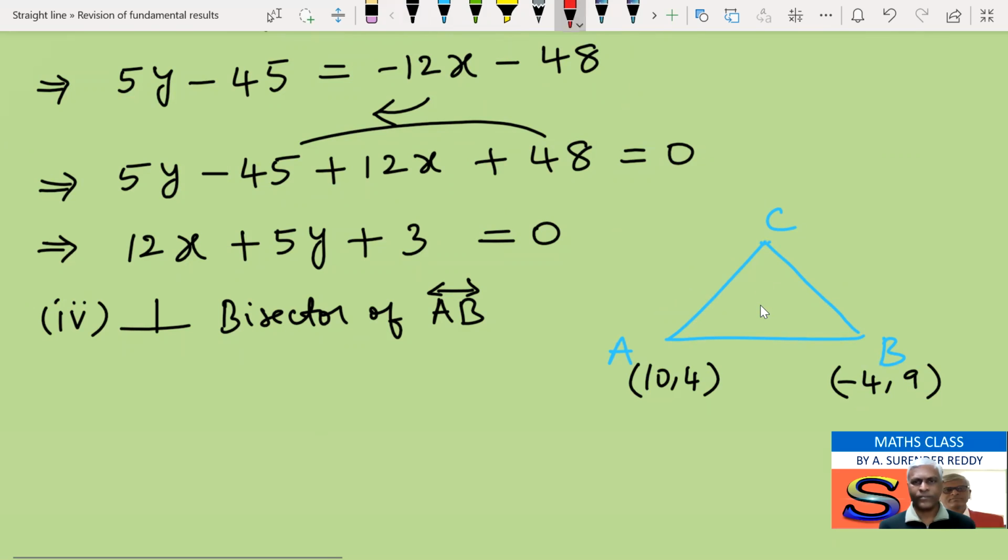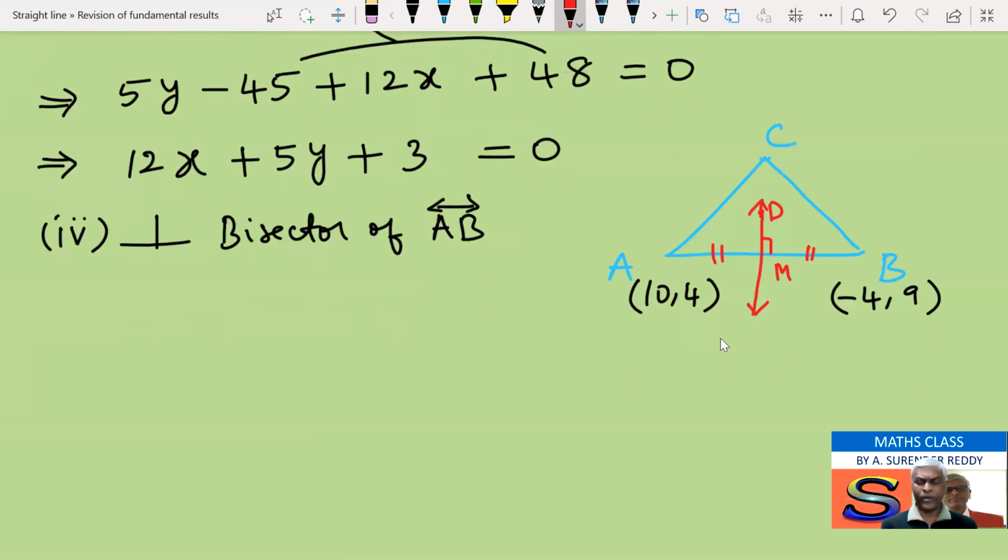The perpendicular bisector is the line perpendicular to AB, passing through the midpoint. That is the perpendicular bisector. మధ్య బిందువు గుండా పోతూ లంబంగా ఉండే రేఖను లంబ సమద్విఖండన రేఖ అంటాం. It is bisecting AB, dividing AB into equal parts, that is passing through the midpoint, and it is perpendicular to AB. This line is perpendicular to AB and this line bisects AB. That is the perpendicular bisector.